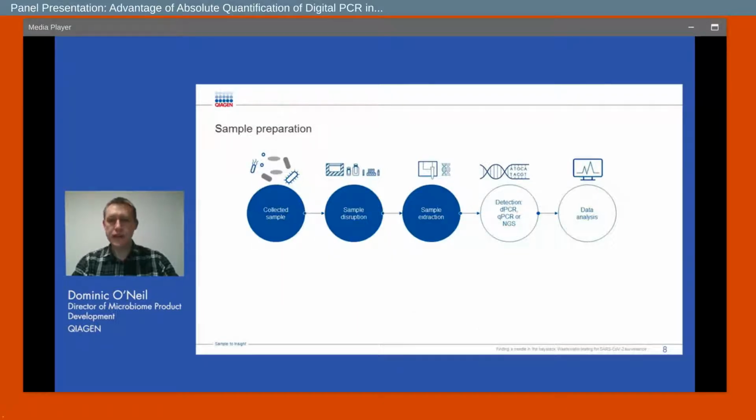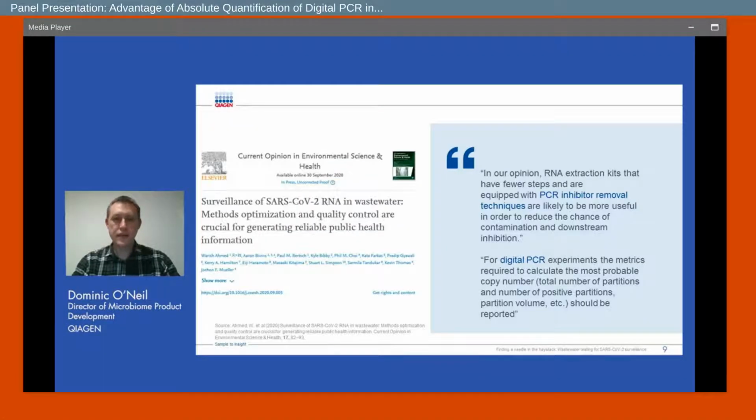Now, I will talk in detail about the sample preparation portion of the workflow, so about collecting samples, about sample disruption, and sample extraction. So before I go into the data that I have to show, here is a quick excerpt from a paper from September of 2020 from Dr. Warish Ahmed on surveillance of SARS-CoV-2 RNA in wastewater, talking about the methods of optimization. And here their conclusion is also that RNA extraction kits that are streamlined and that are equipped with PCR inhibitor removal technologies are going to be the most useful to reduce the chance of contamination.